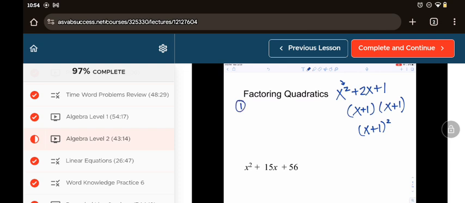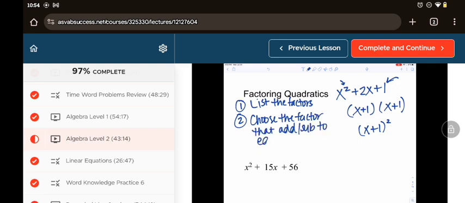Step number 1, so I'm going to put this in steps for you. Step number 1, you want to list the factors for the third component of your quadratic. Okay, so list the factors. Remember, the factors are the numbers that multiply to equal that number. They multiply and the product will be the third number. The second step would be to choose the factors that add or subtract to equal the second number. Okay, which would be this one right here.